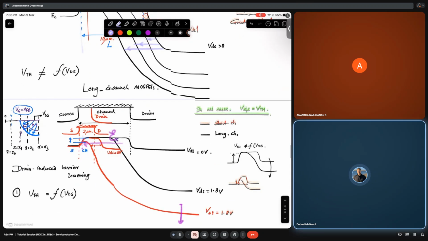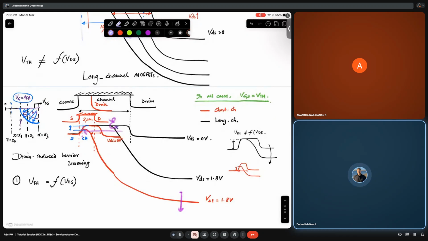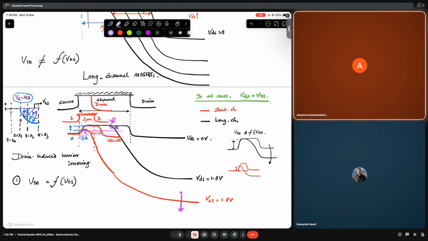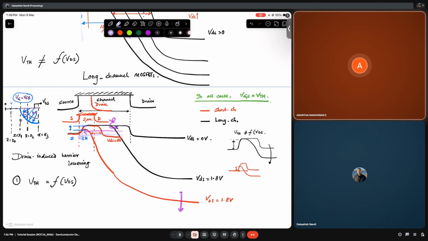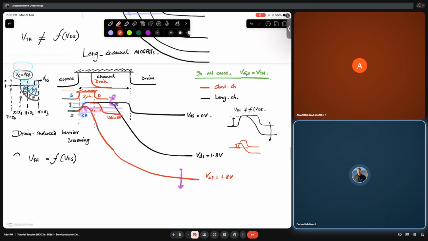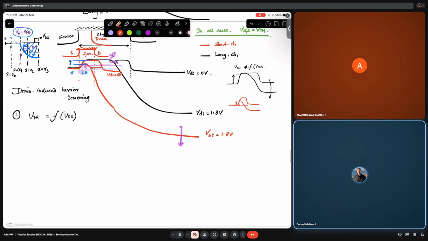But in case of short channel devices, my depletion region extends till the source, meaning my electric field is reaching till the source. That will pull down the barrier. You understand? Sir, how will it actually pull down the barrier? I understood that it will reach the source, but why will the barrier also go down? That much you understood, right? Yes, sir. That I understood.